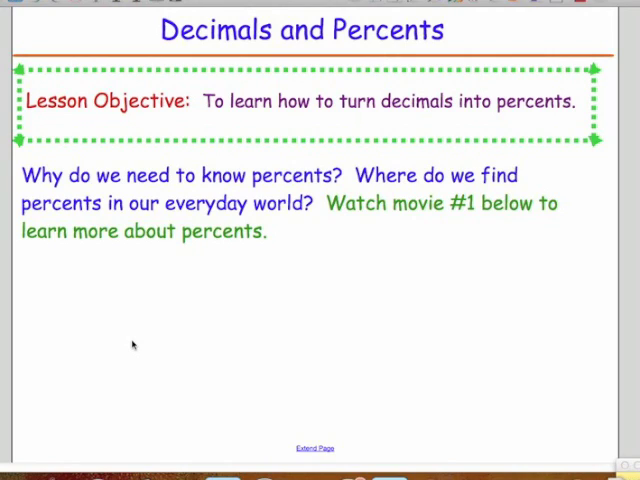To answer these questions, we're going to be watching the Math Antics video below, movie number 1. I've linked it for you. It's all about the basics of percents. So go ahead and watch that. When you get done, come back to the video.